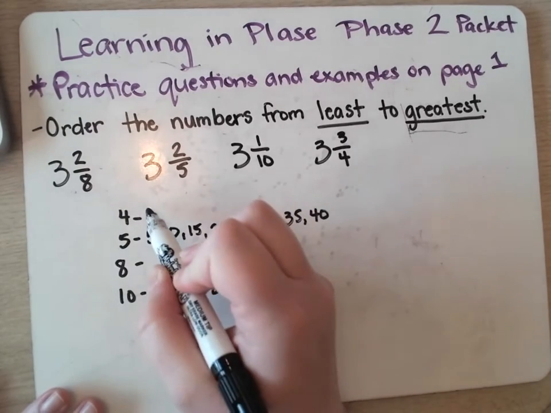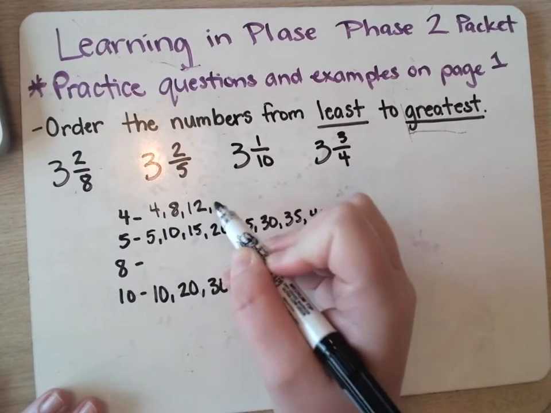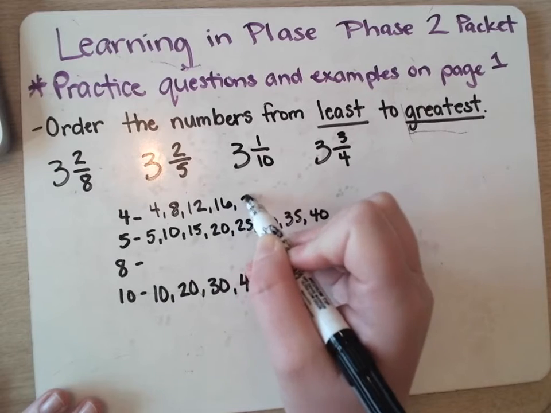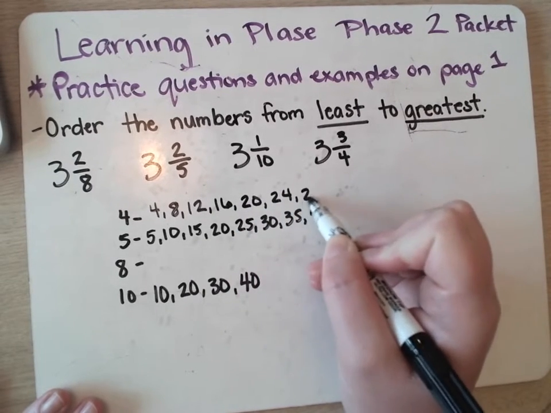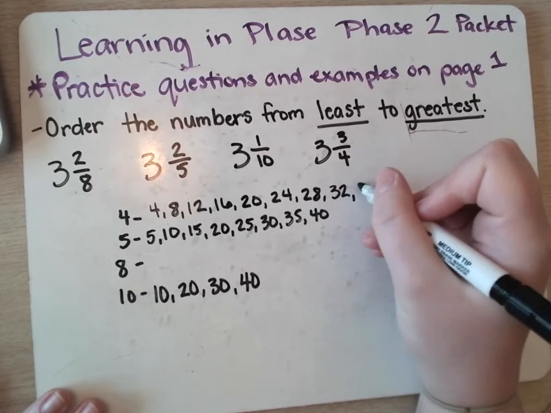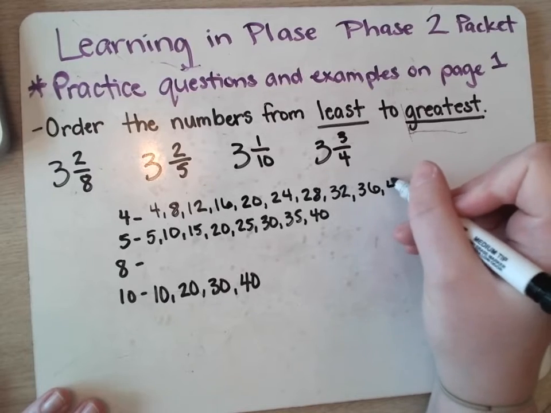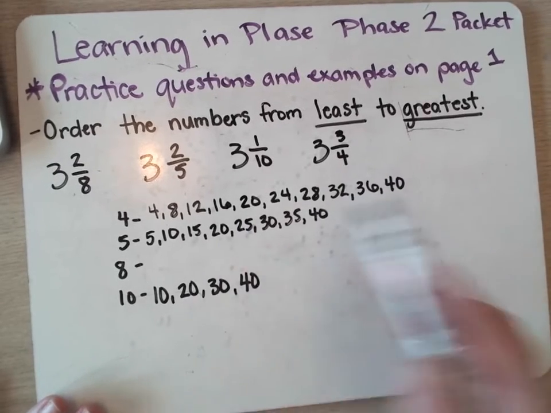Now I can do my 4s. 4, 8, 12, 16, 20, 24, 28, 32, 36, 40. Notice how I do have a 40 in all of them so far, and a 20.